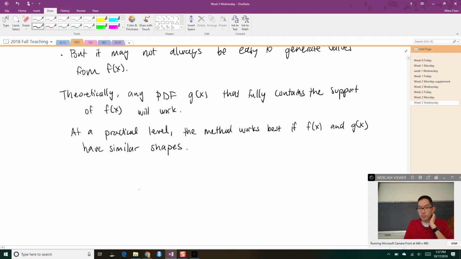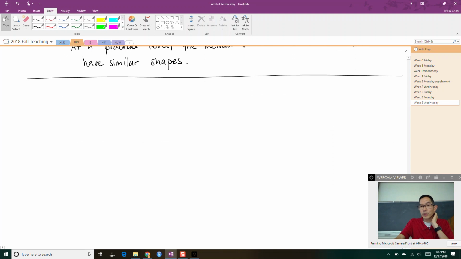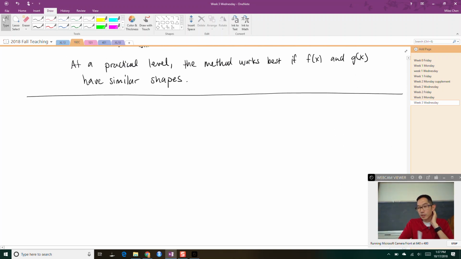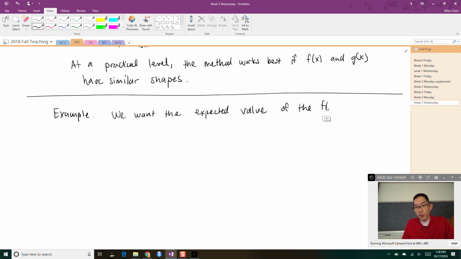Okay, so let's revisit an example. Let's say our example is we want the expected value of the folded normal distribution.